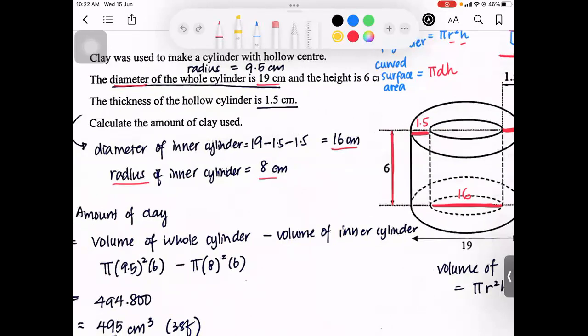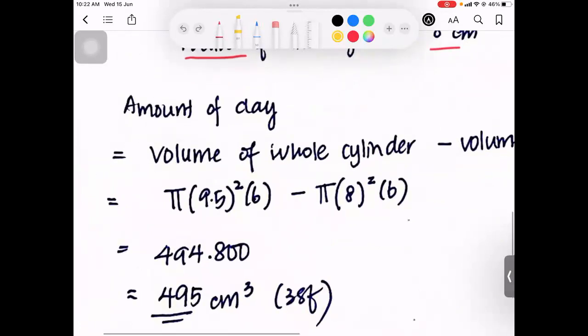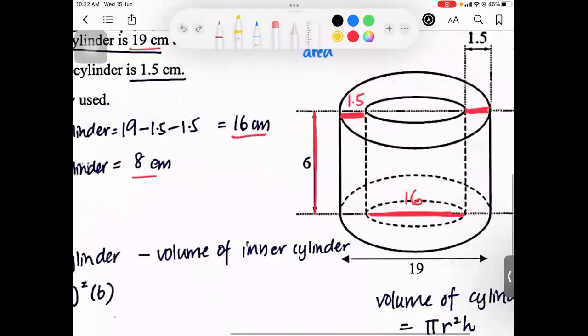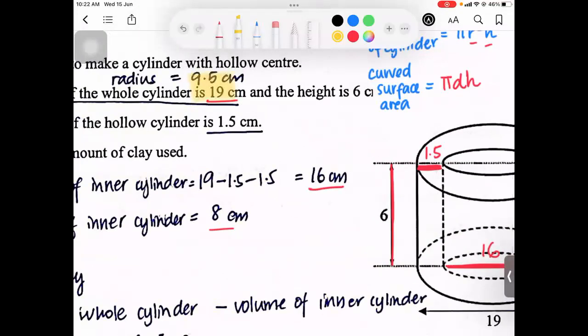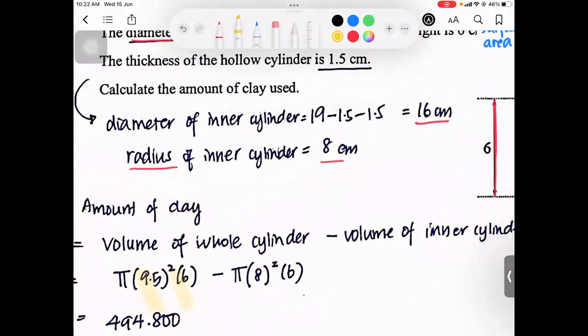In this case, I'm looking at the volume of the whole cylinder. Volume of whole cylinder, pi r squared h. What is the r? The bigger one, diameter 19, so radius 9.5. Then height is still the same. So plug in the values. This one, if you still tell me you don't know, I cannot help you. You have to remember the formula, identify on your own and plug it in on your own.